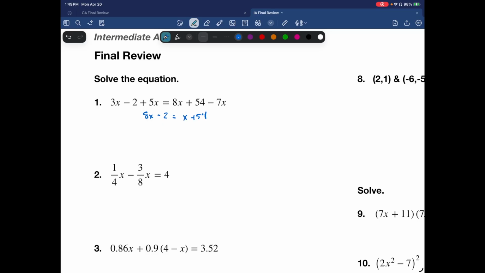54. All right, I'm going to move my x's to the left, so it's going to be 7x minus 2 equals 54. Add 2 to both sides, you got 7x equals 56. All right, and then divide by 7, you get x equals 8.